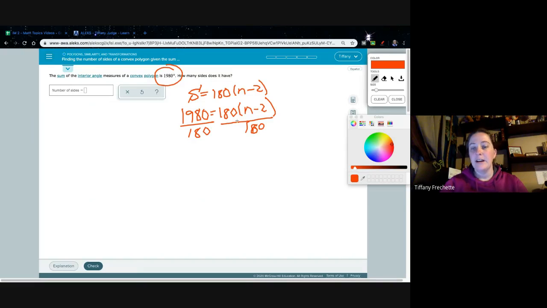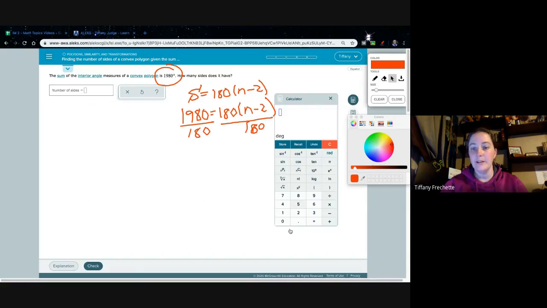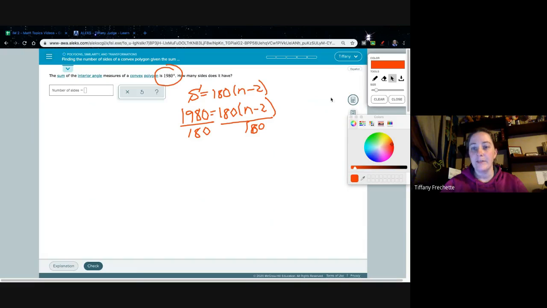And they do give you the calculator on this one. So you can go 1980 divided by 180 equals 11. So we get 11 equals, 180 divided by 180 cancels because we have the same number on top and on the bottom. So we can cancel that. Remember, they have to be multiplying and dividing. So if I ended up with a 2 on the bottom, I can't cancel these 2's because this 2 is being subtracted. So just be careful about that one.